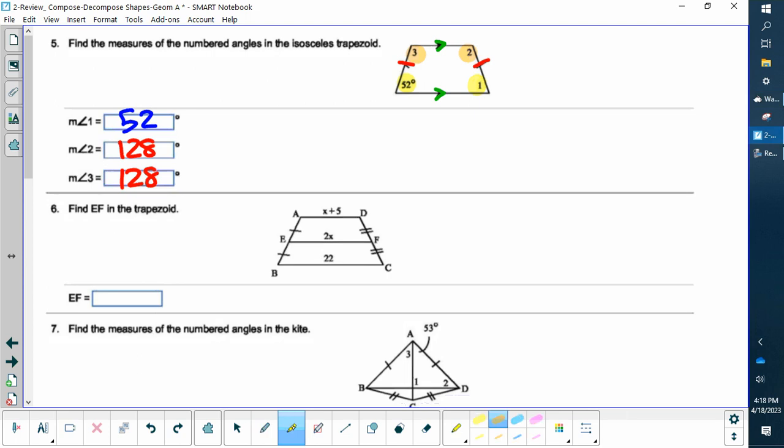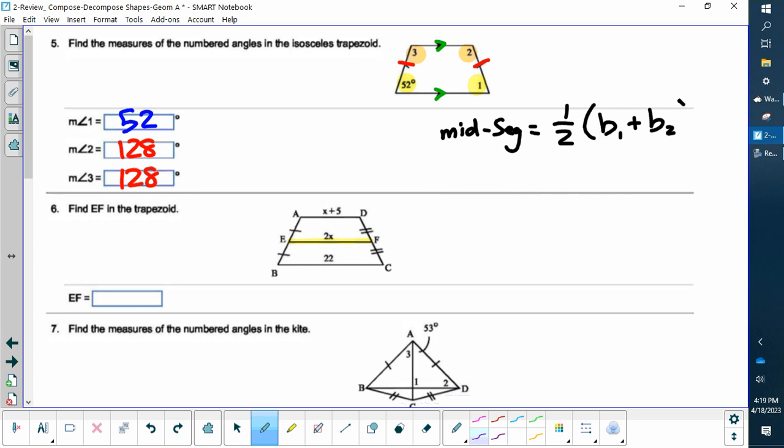Okay, this is called a trapezoid mid-segment. There's a little formula here I'm going to write up again in this problem. So the mid-segment is equal to 1/2 the average of the bases, so base 1 plus base 2. So I'm going to plug some things into this. So here's my mid-segment. That's going to go here. So let's put a 2x right here.